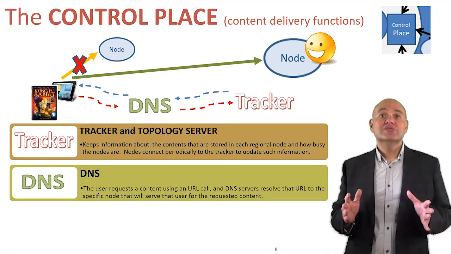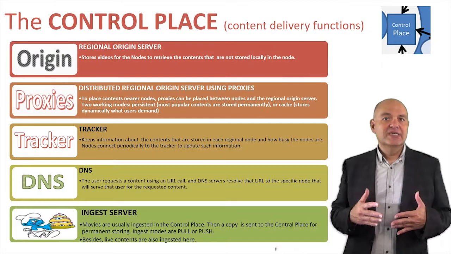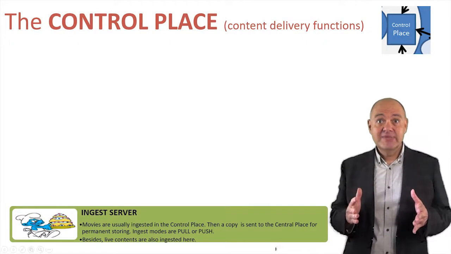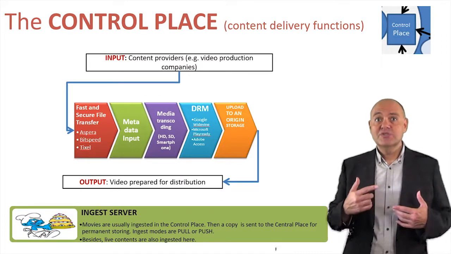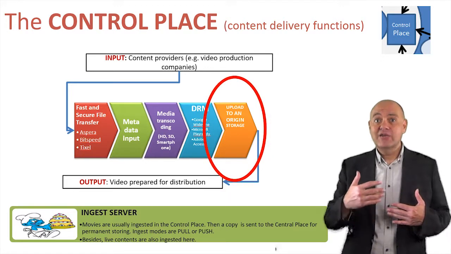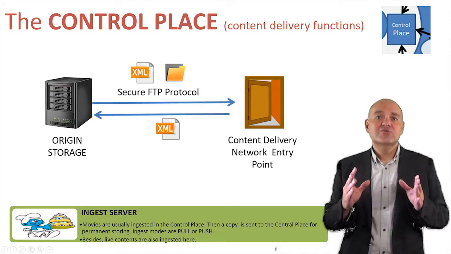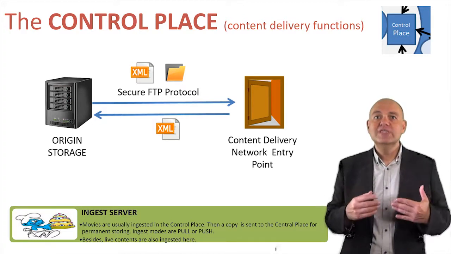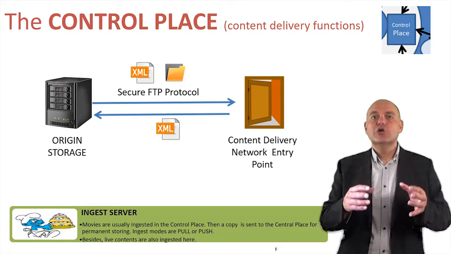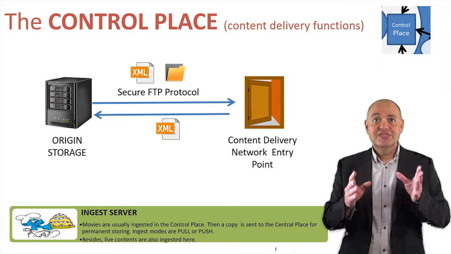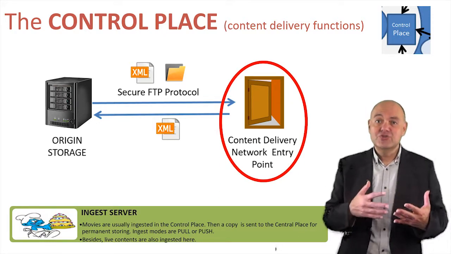Movies are usually stored in the control plane in a module called ingest server. Remember the video about encoding videos. The last part of the encoding was the uploading to an origin storage. Once the movie is in the origin storage, it is uploaded to the content delivery network through a server that is placed in the control plane. This server is called the ingest server, or also the entry point.